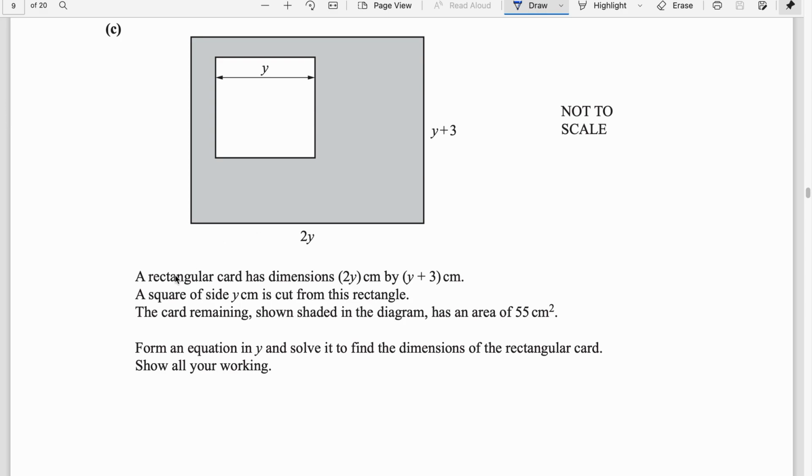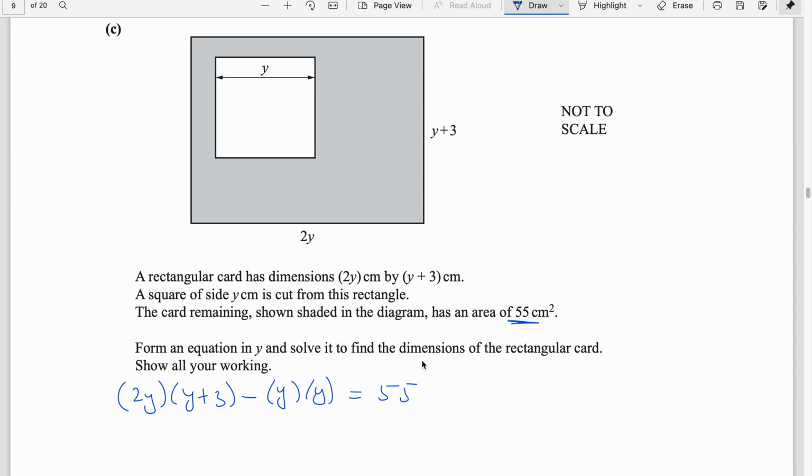C part. A rectangular card has dimensions 2y by y plus 3. A square of side y is cut from the rectangle. The card's remaining area, shown shaded in the diagram, is 55. Form an equation in y and solve it to find the dimensions of the rectangular card. Show all your working. Okay, so the complete area is length times width minus this white part, that is y into y, and this shaded area is equal to 55.